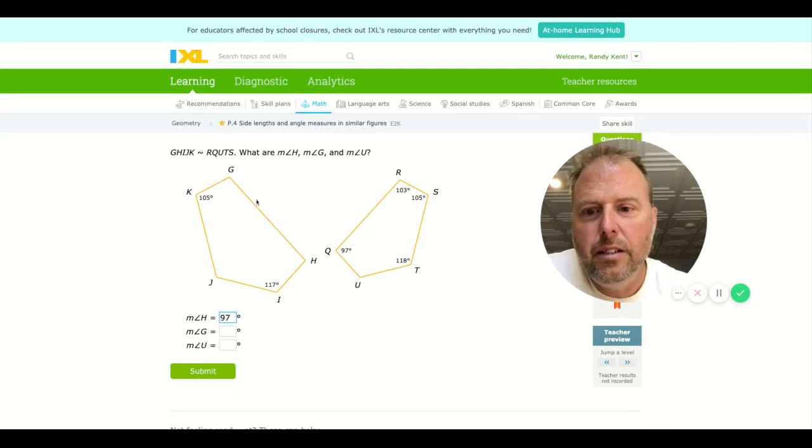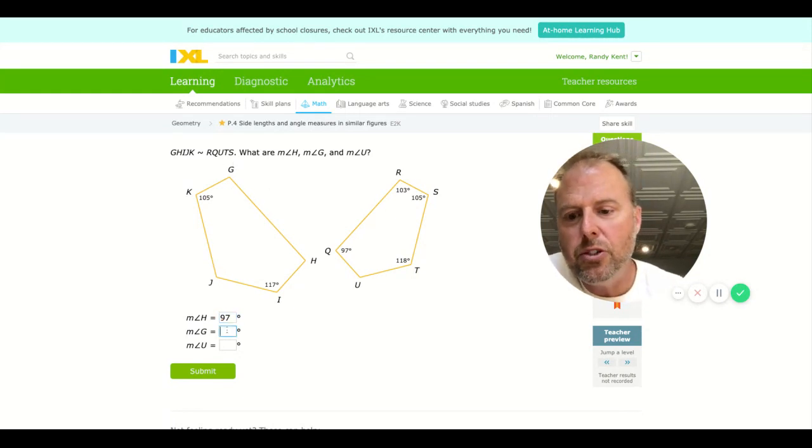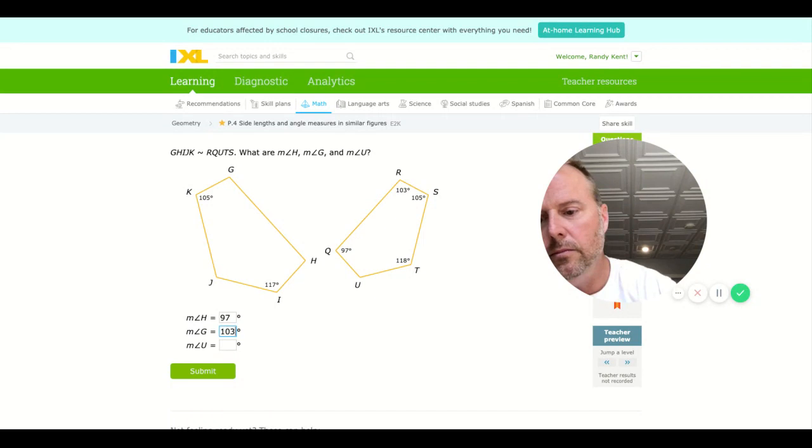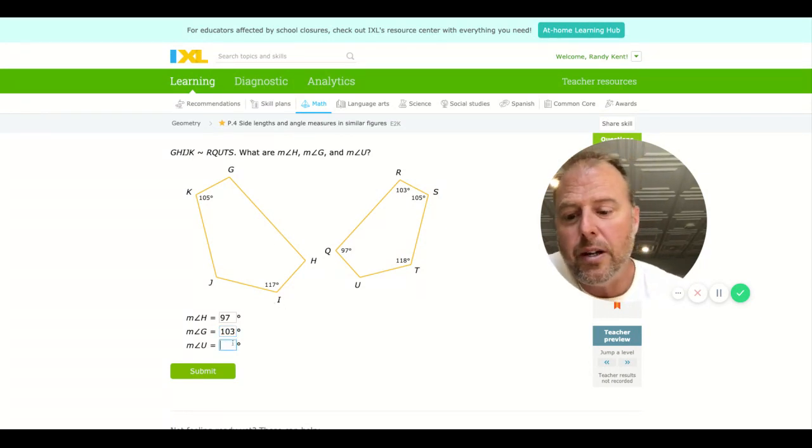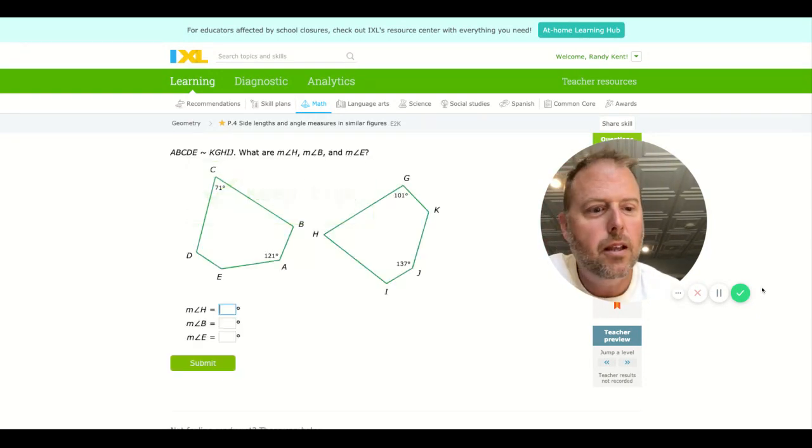G, we don't know, but G, we know, according to this, has to match up with R. R is 103, so G has to be 103. U, over here, U matches up with I. I is 117, so U also has to be 117. That's that.